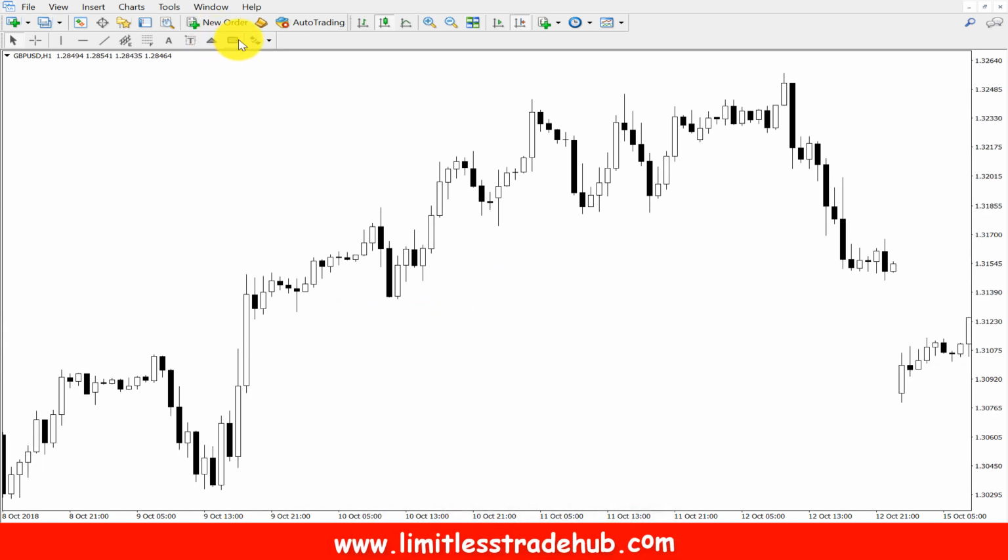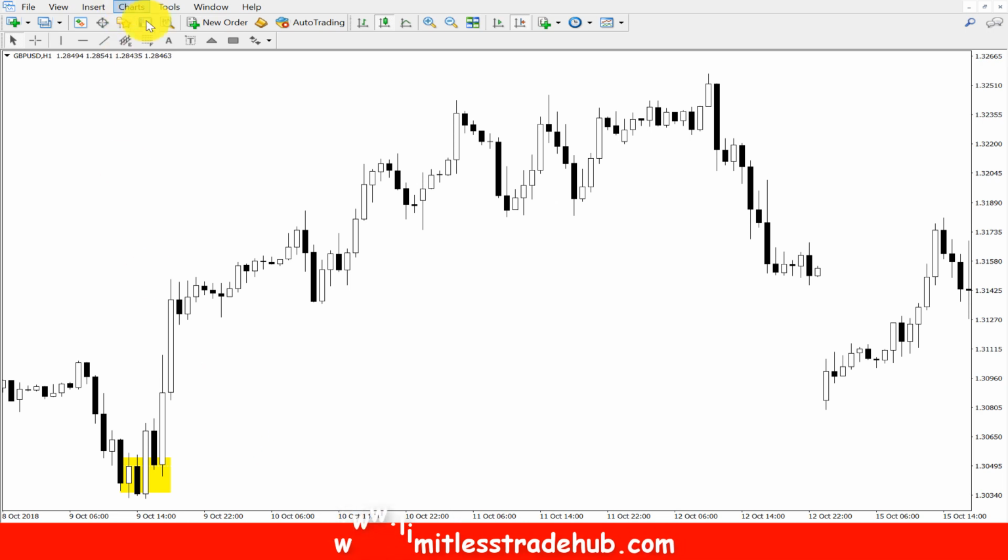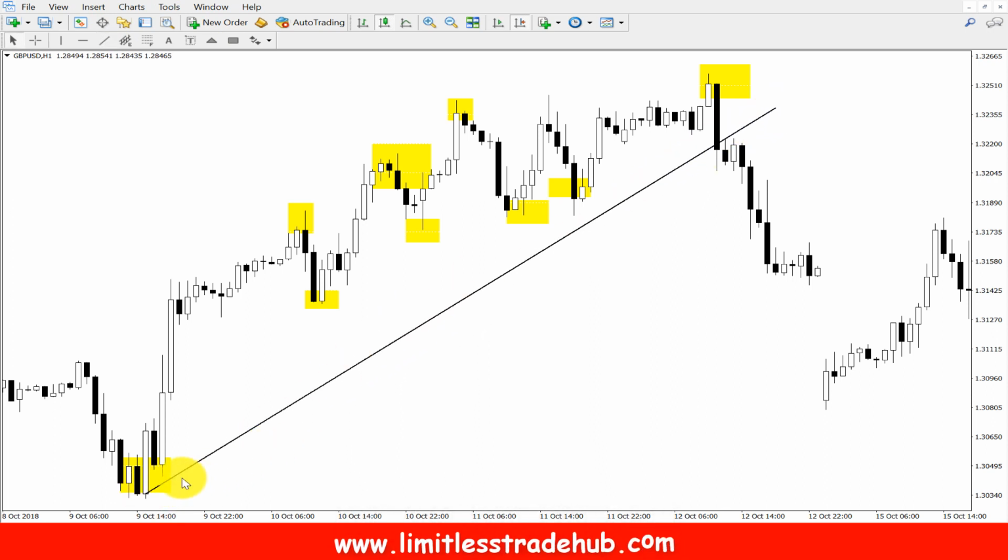Here, if we count this high, then this is our higher high, this is a higher low. Again, higher high and higher low. One more time, higher high, higher low, higher high, higher low. So in an uptrend, we always have to find higher high, higher low, higher high, higher low, higher high and higher low.